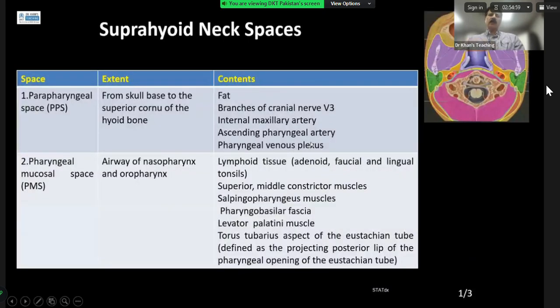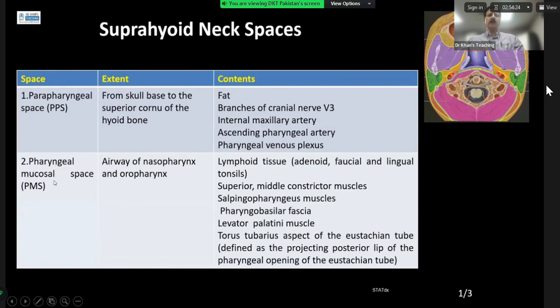Now, as I told you, I'm not going to go into details of anything. This is just an introduction, which we will cover during the next 3-4 sessions. But having said that, it is a good idea to just have an idea of the extent. Look at this, parapharyngeal space. So it extends from base of skull to the superior cornu of the hyoid bone. This extent is extremely important. Of course, contents we will learn when we go into details.